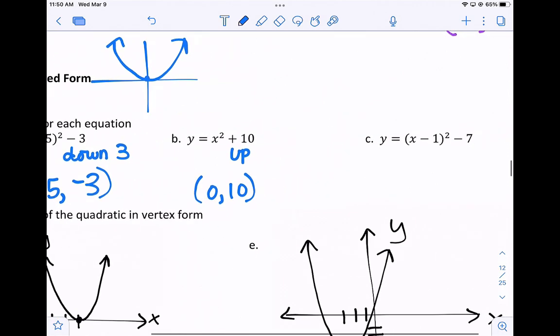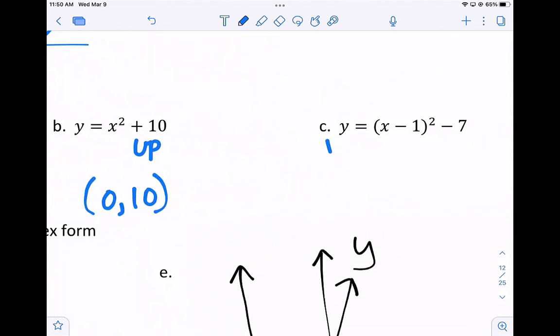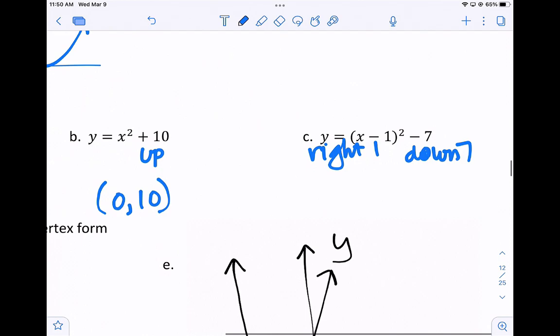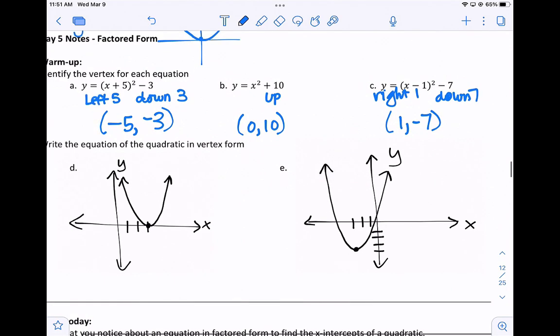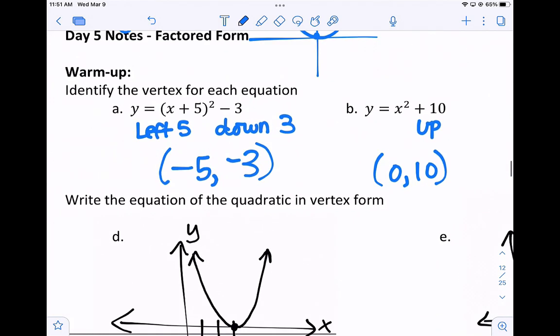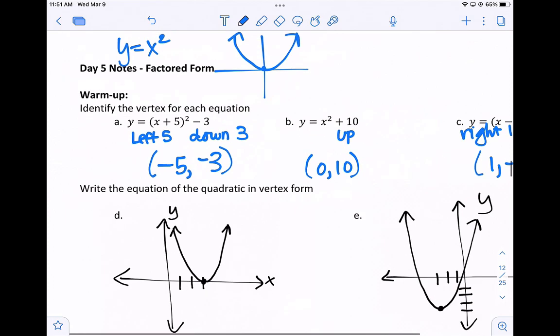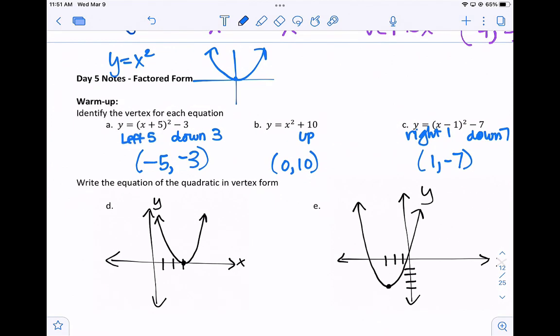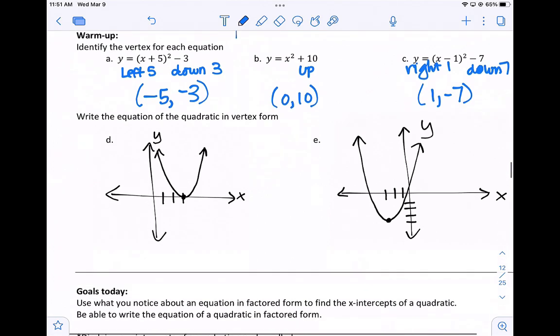And then our last graph, it goes to the right 1 and down 7. So it would be (1, −7). So if you look at the pattern, if it's in vertex form, it's always the opposite of the number inside the parentheses for your x value. And then the number on the outside, the k value, stays the same. So you should feel comfortable giving me the vertex of a quadratic function if it's in vertex form. All right, let's go backwards.